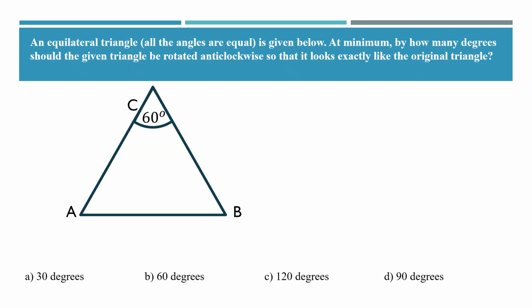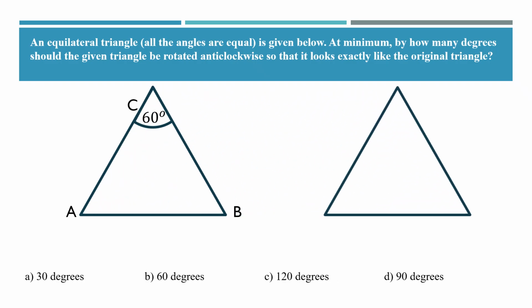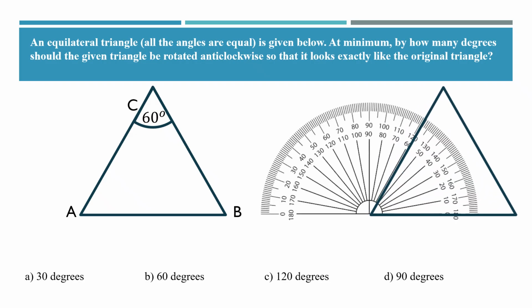An equilateral triangle is given below. By how many degrees should the given triangle be rotated anti-clockwise so that it looks exactly like the original triangle? First, let me consider the triangle, and use a protractor to measure the base and the angle. The internal angle is 60 degrees. Whenever you rotate the triangle, the base is what we need to concentrate on.